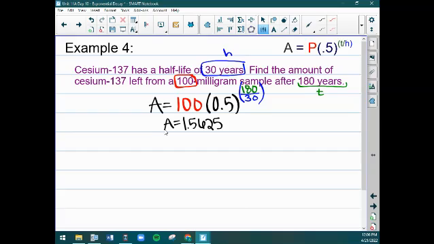And we have to know, what are our units? So if I start with a 100 milligram sample, after 180 years, now I have 1.56 milligrams. Which I'm pretty sure is mg, but I don't know, so I'm just going to leave it in milligrams. Okay?